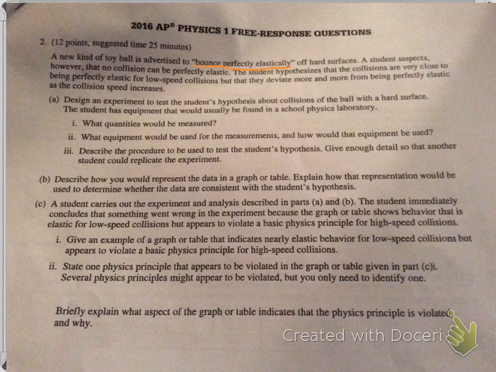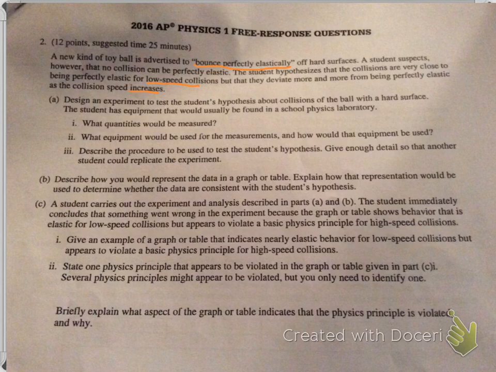This is true. The student hypothesizes that the collisions are very close to being perfectly elastic for low-speed collisions, but they deviate more and more from being perfectly elastic as the collision speed increases. And we want to design an experiment to test the student's hypothesis about collisions of the ball with a hard surface. The student has equipment that would be normally found in a school physics lab.